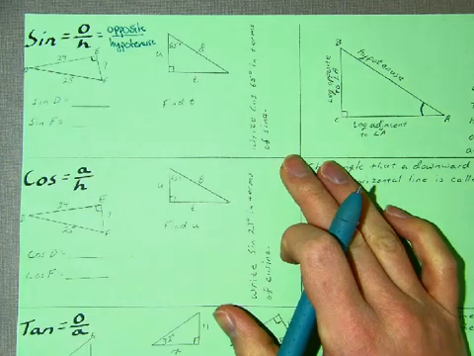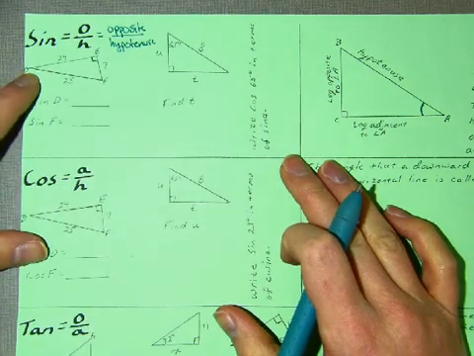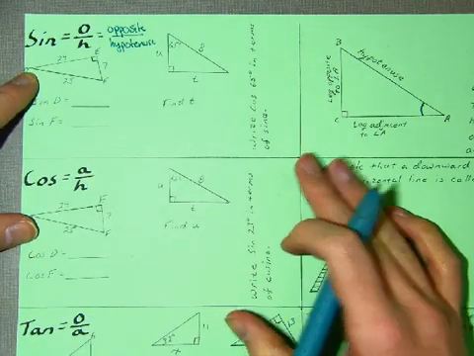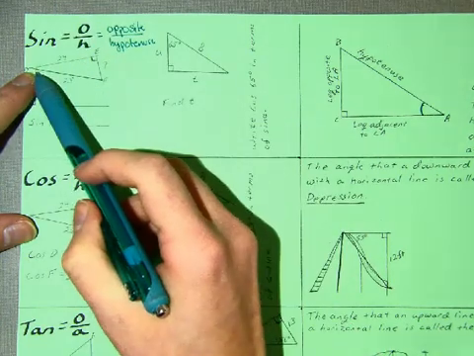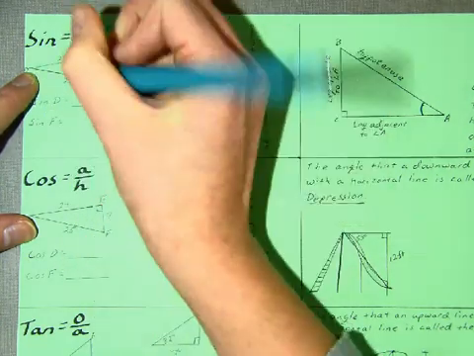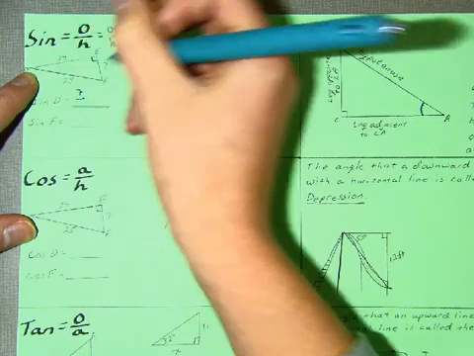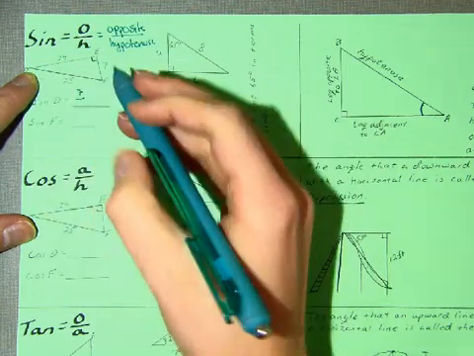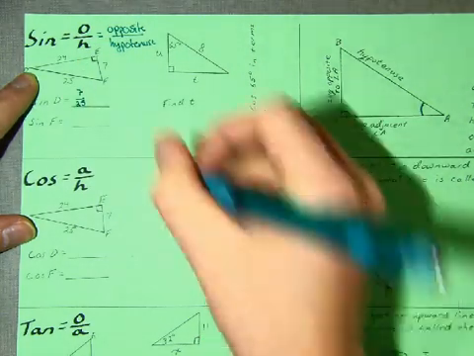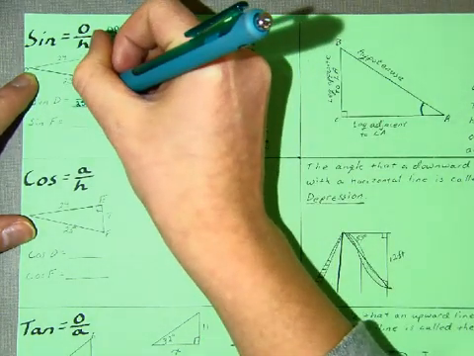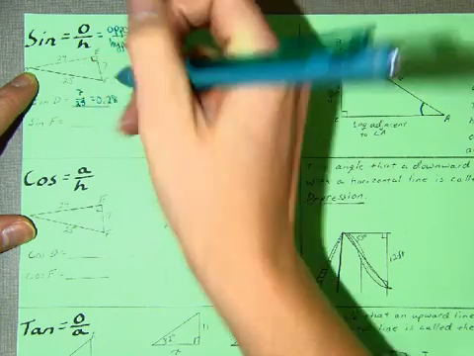So what does this mean? Well, if we have our angle D, sine of D is going to be equal to the opposite leg, which is 7, over the hypotenuse, which is 25. When we simplify 7 over 25, this gives us 0.28.